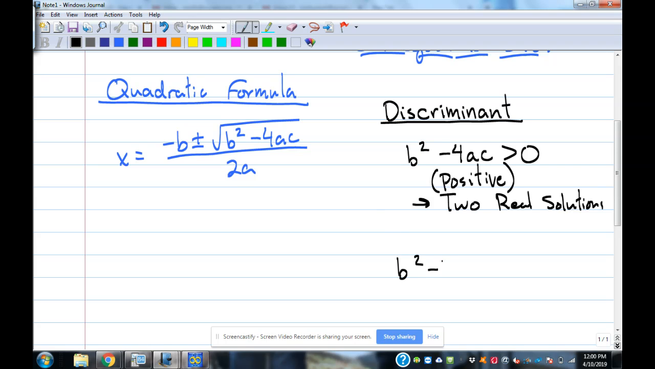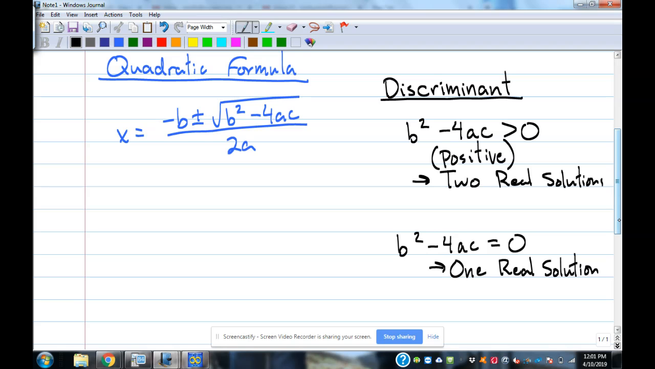Discriminant, if b squared minus 4ac is equal to 0. So the square root we're taking is 0, then that's going to tell us that we have one real solution. These are things we've got to remember and apply here. We'll see this as we do examples. We'll talk about the discriminant every time and what it does for us.